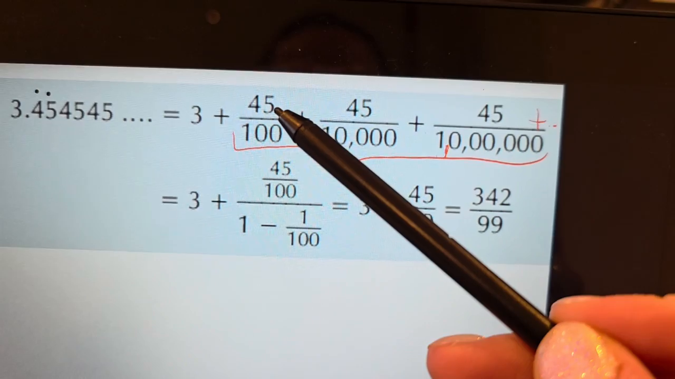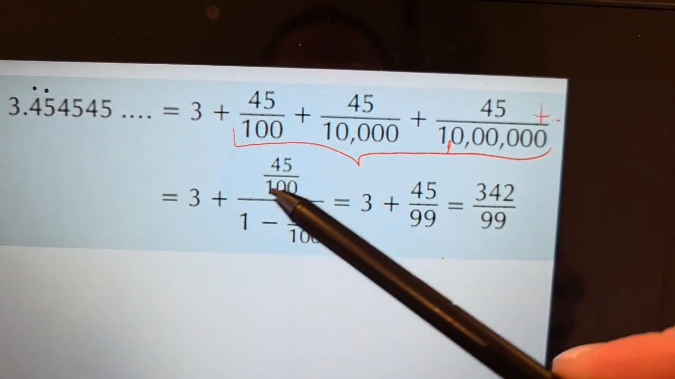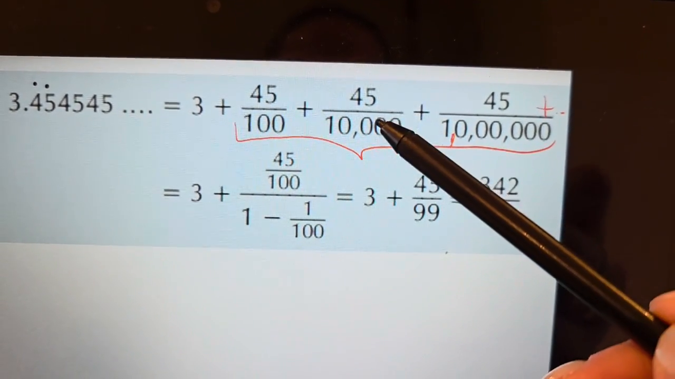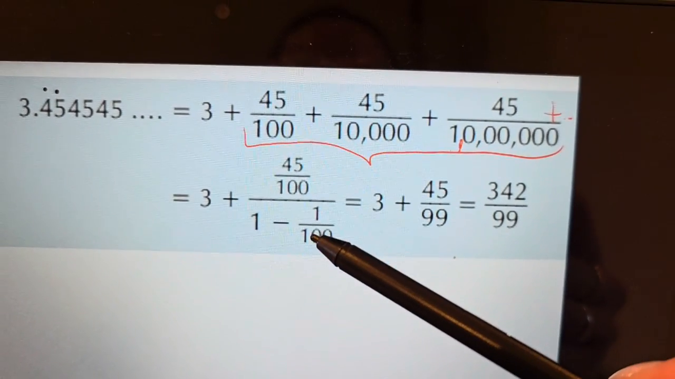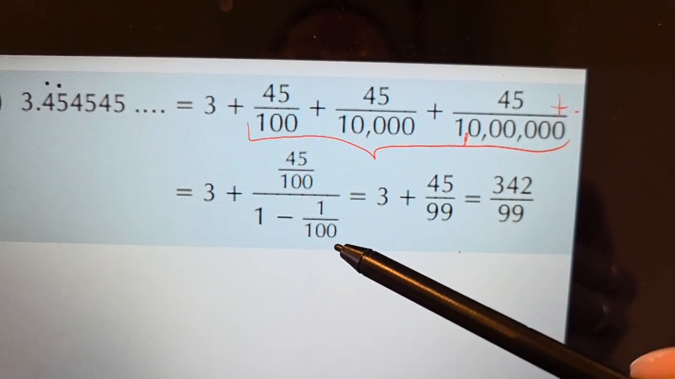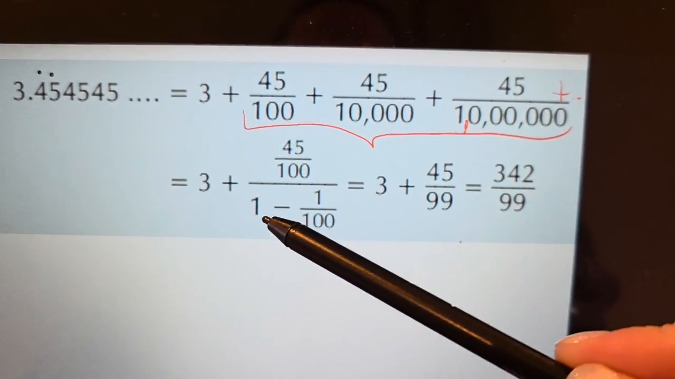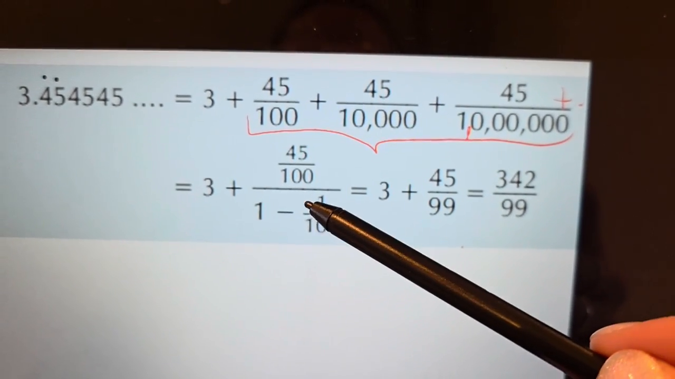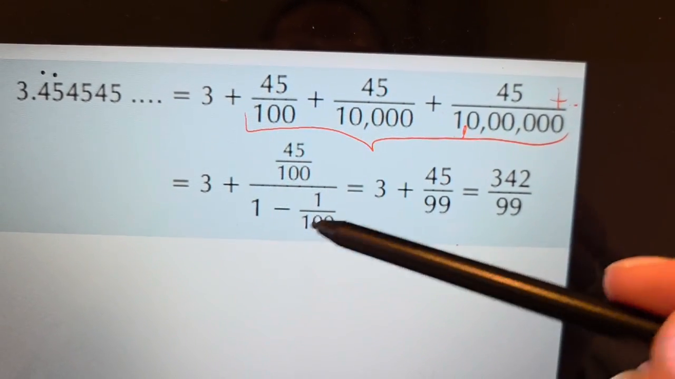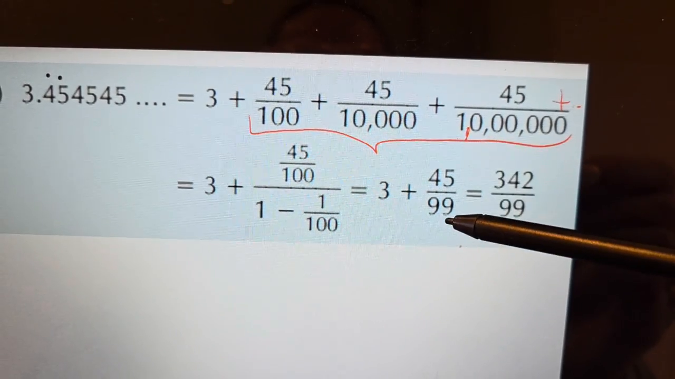A is 0.45 all over 1 minus the common ratio. Term 2 divided by term 1 and you'll get back 0.01 as a decimal or 1 over 100 as a fraction. Tidying that up, 1 take away 1 over 100 is 99 over 100. Fraction divided by fraction, you'll end up getting 45 over 99.